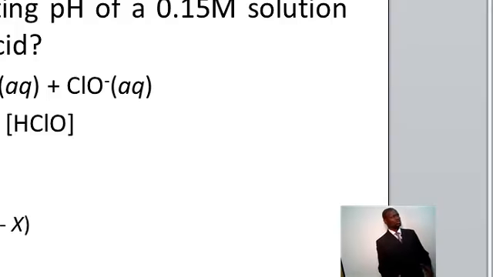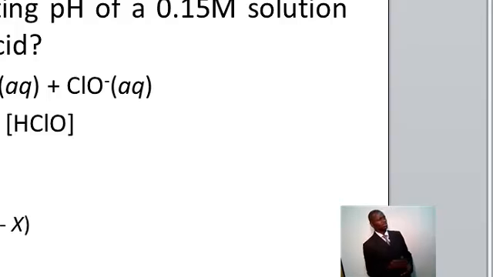The first step is to write the equation for the decomposition. Hypochlorous acid, HClO, when it decomposes, forms H plus and ClO minus, as shown up here. Then we can now write the dissociation constant. That will be the concentration of each of the products divided by that of the reactant. So from that we have Ka equals the concentration of H plus times ClO minus divided by HClO.